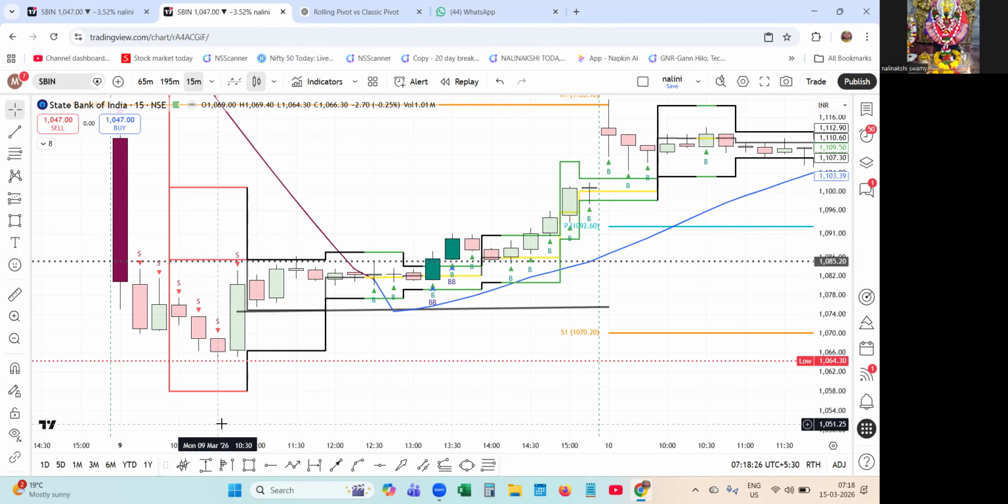When price keeps holding above the rolling pivot, it tells something important. That's what I've told you here. Buyers are building balance above the value. The market is slowly preparing for upside expansion on an intraday basis. But if price keeps holding below the rolling pivot, here you can see it kept after the gap down, and this is the rolling pivot.